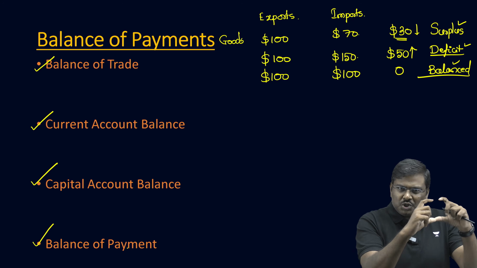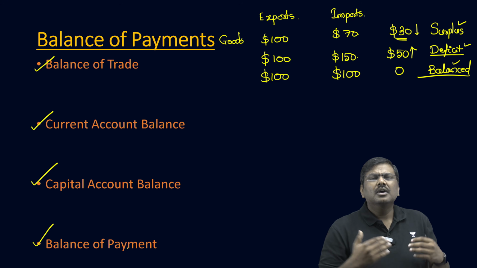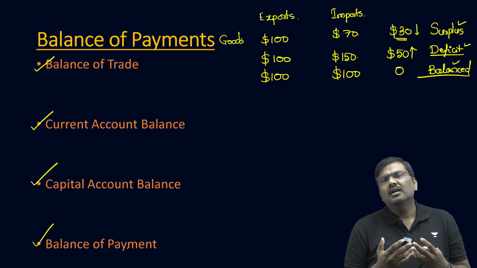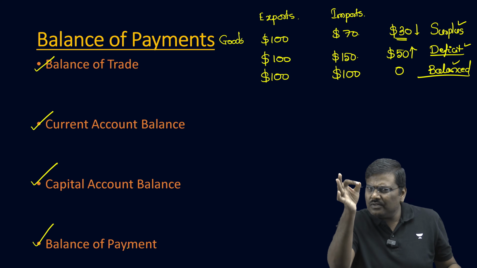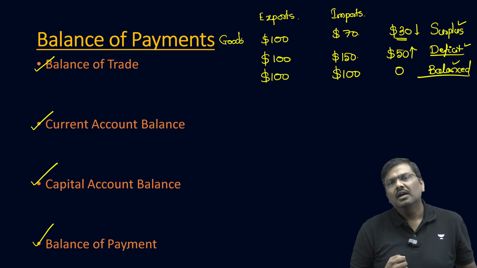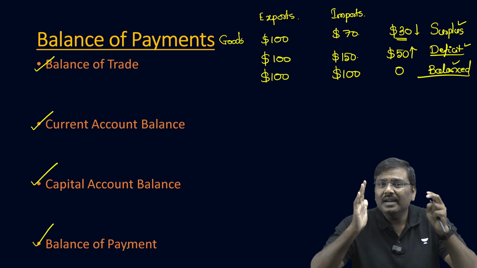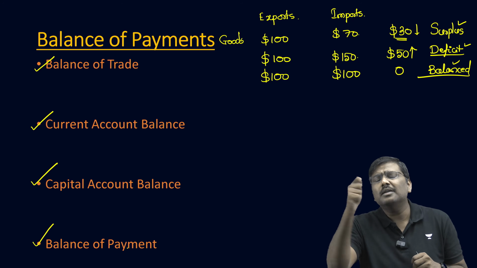Now, if you look at the top 10 trading partners with whom we conduct trade, with 9 of these countries we have a balance of trade deficit, and with only one country, that is the United States of America, we have a trade surplus.